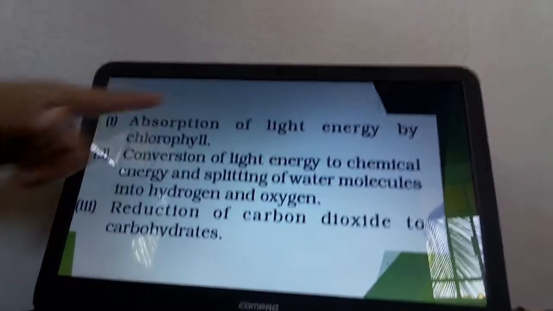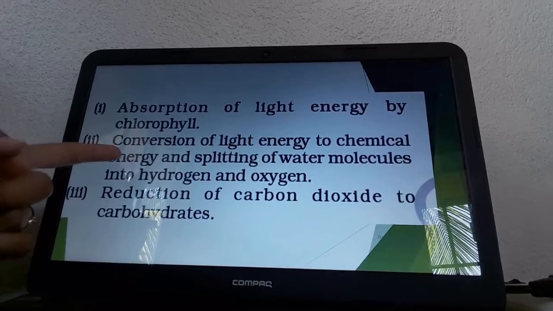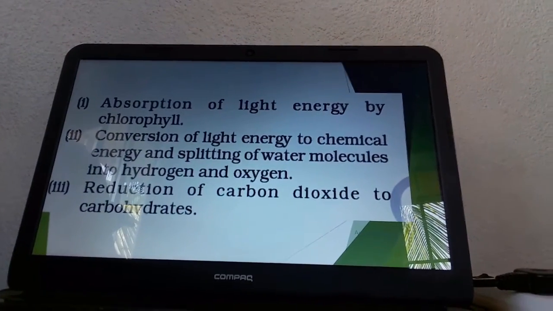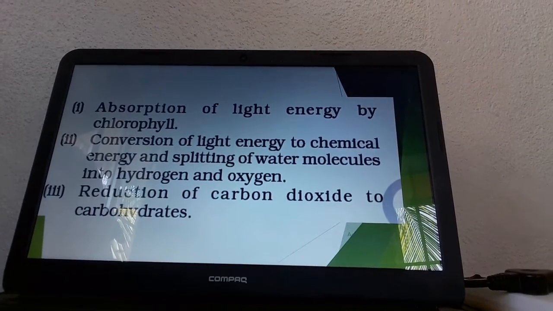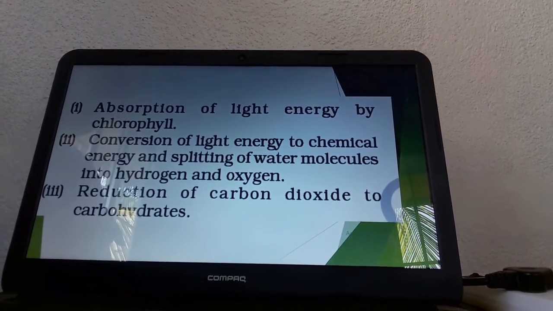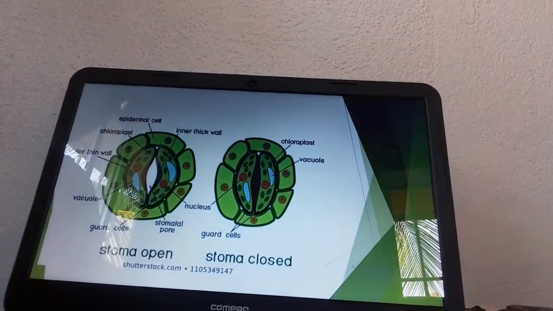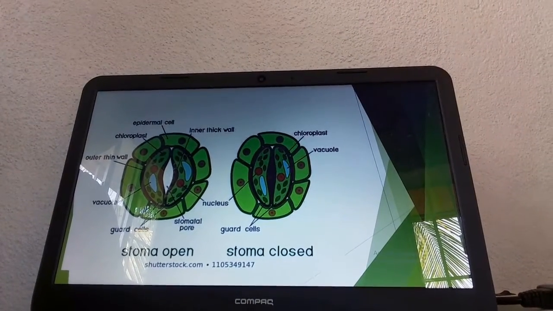Absorption of light energy by chlorophyll. Second, conversion of light energy to chemical energy and splitting of water molecules into hydrogen and oxygen. And third, reduction of carbon dioxide to carbohydrate. Fine. Structure of stomata you must practice.